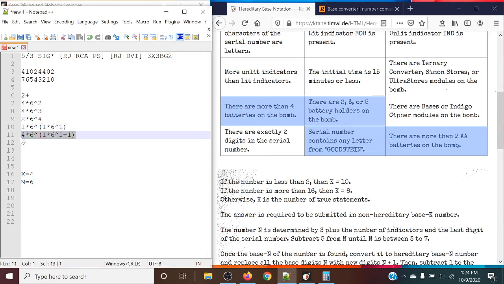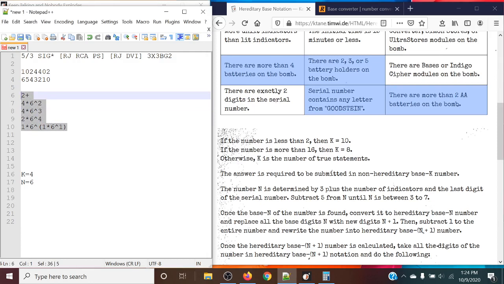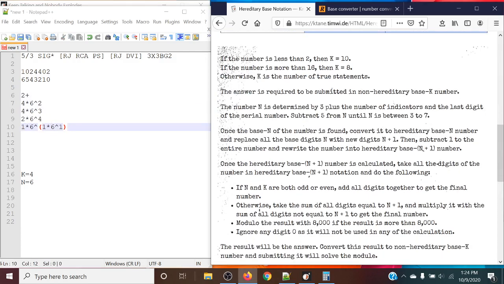So let's get rid of this. This is not part of the answer. So now we've written our answer in hereditary base notation. This is what it looks like in hereditary base notation. So now, where exactly does the calculating come in? Where exactly does this all come together?